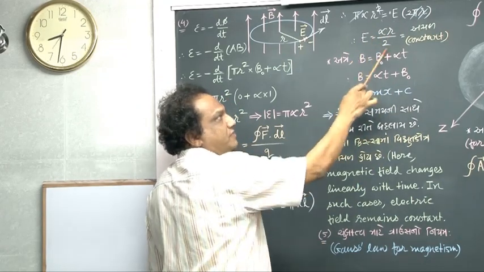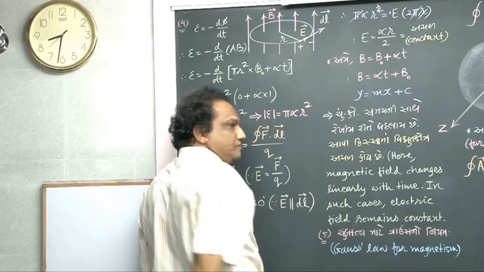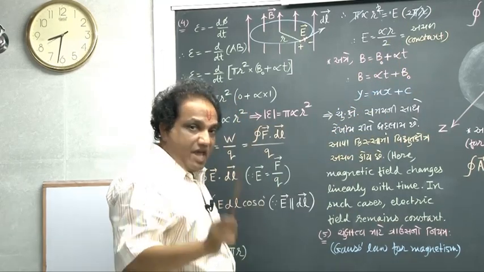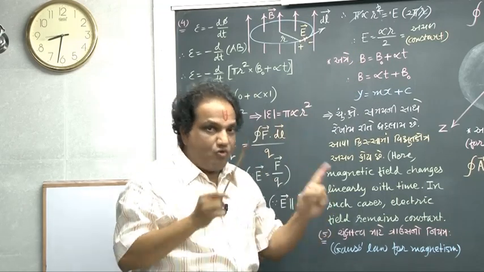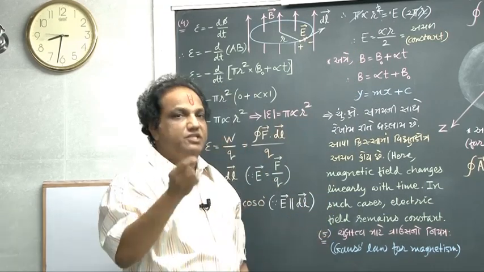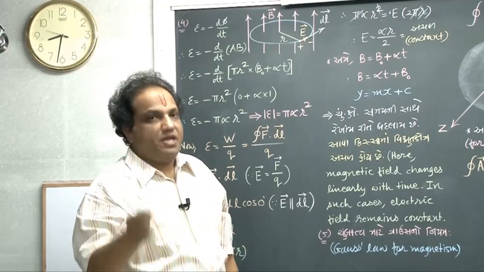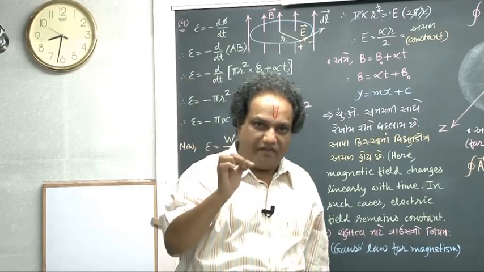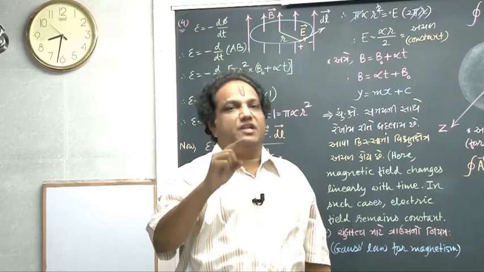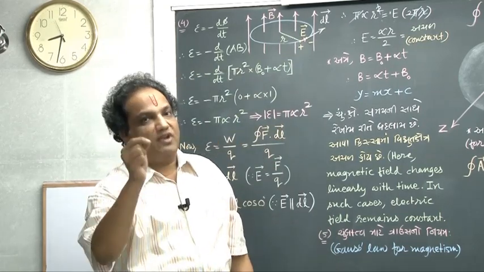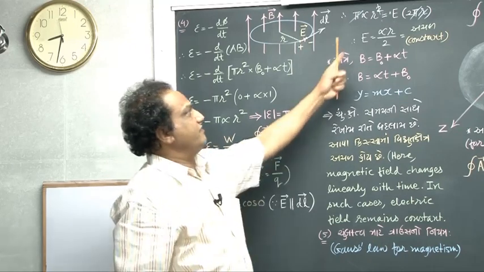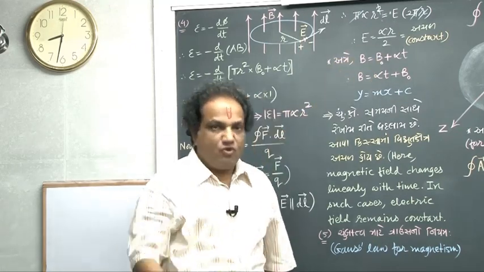Now here alpha is constant, r is also constant. So naturally this term is constant. Mind well, every time you cannot expect this electric field to be constant. Why is it constant here? There is a specific reason for that. Here, no doubt, the magnetic field is time varying, but it is varying with respect to time linearly. And because of linear variation, this electric field comes out to be constant.